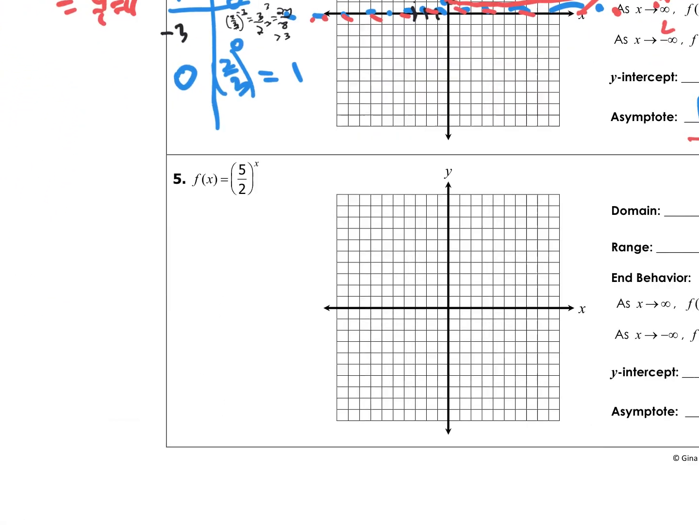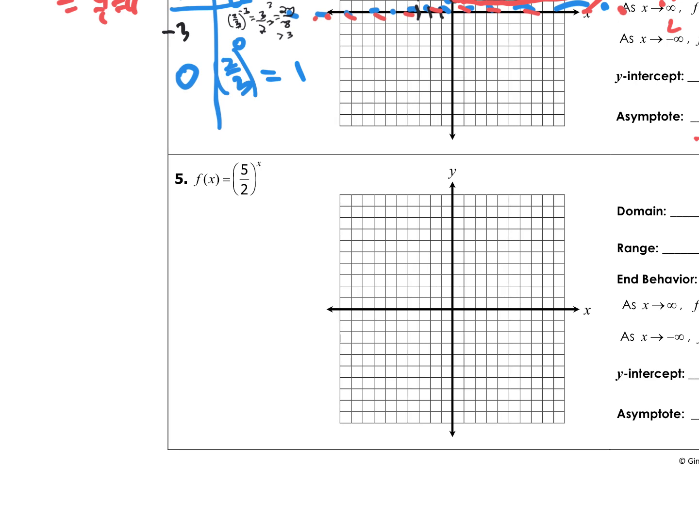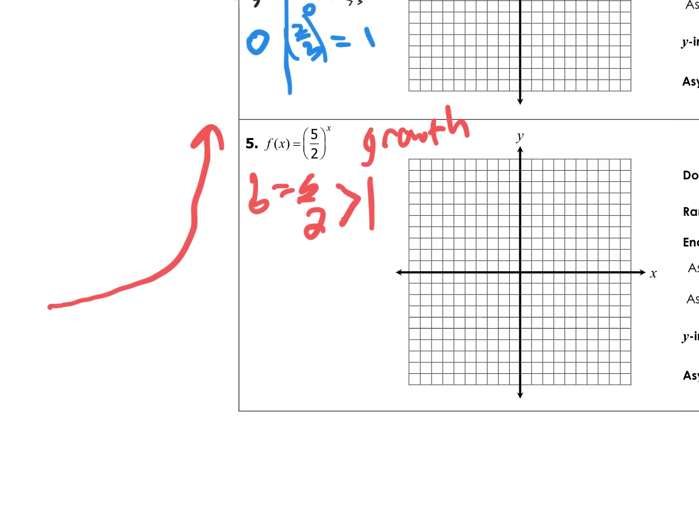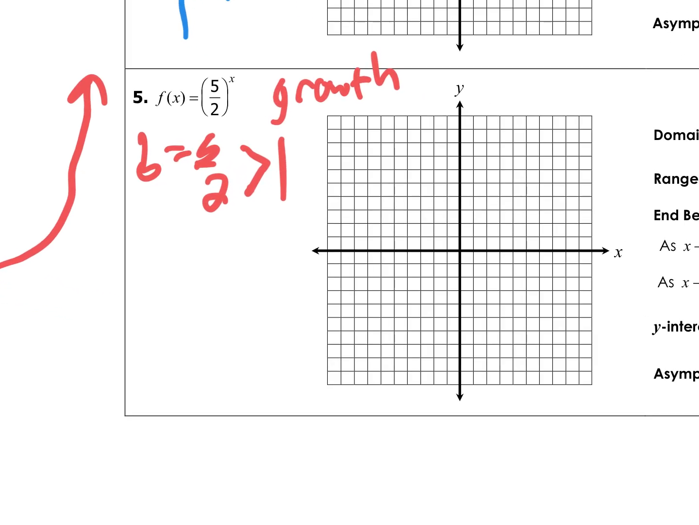Last one. Oh, it's a fraction again. But b is 5/2, but this time it's greater than 1. So this one is a growth. A growth looks like this. It starts low and it grows up, okay? So how am I going to use this? Let's see. Let me get some points.